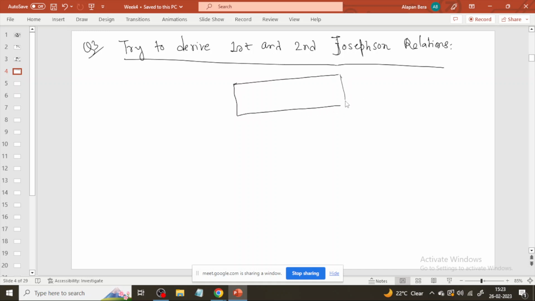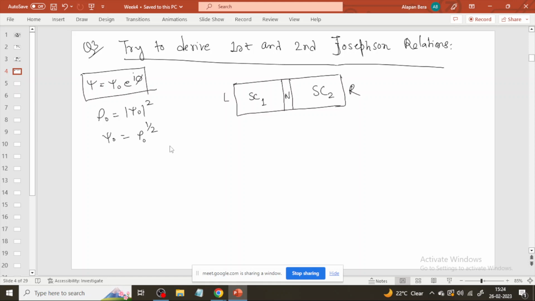Let's draw the Josephson junction again here. This is the normal metal, superconducting region 1, superconducting region 2, the left and right. As we know, and we have already used this many times, the wave function of the electrons in a superconductor is given macroscopically by this equation, where the density is given by mod psi naught squared. So basically psi naught is equal to root of rho naught.